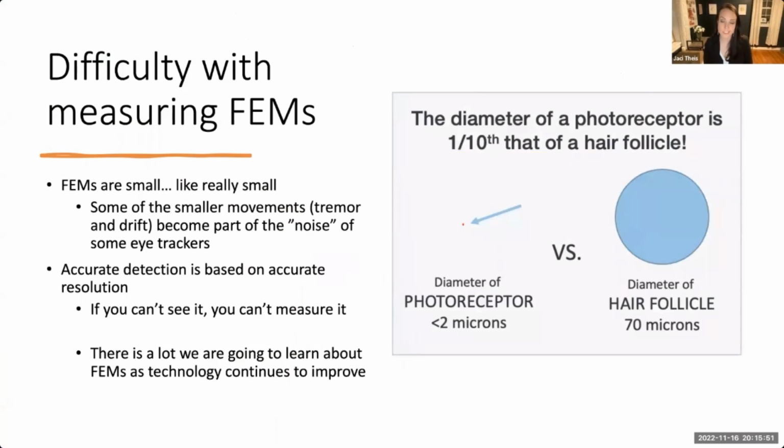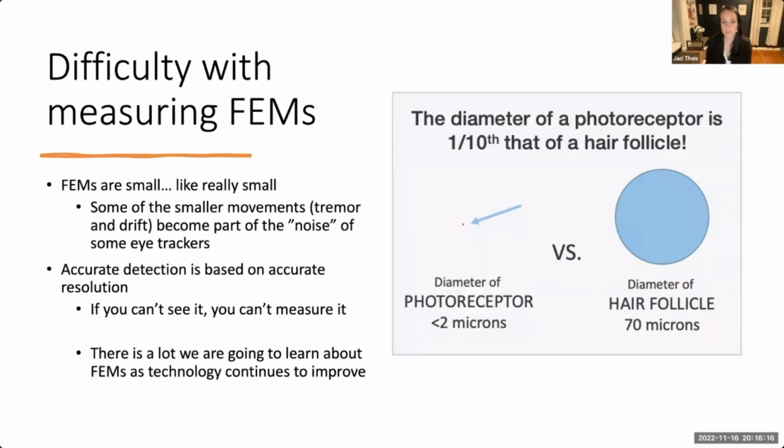Well, first of all, they're small. And I'm talking really small. So some of the components of fixational eye movements are the size of a couple of photoreceptors. To think about the size of a photoreceptor in real life, a photoreceptor is less than 2 microns in diameter, and a hair follicle is about 70 microns in diameter. So that's how small a cone is. And if the eye movement is about the size of 2 cones, it's going to be hard to see.